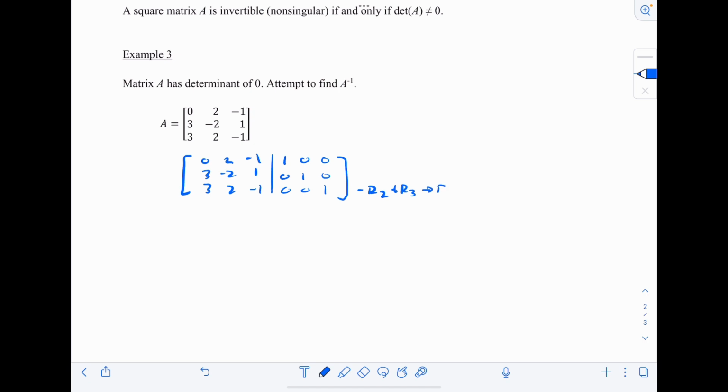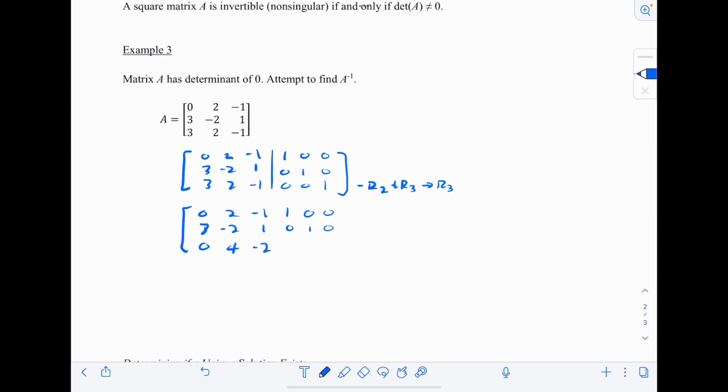And we'll just store that in R3. So 1 and 2 don't change. 0, 2, negative 1, 1, 0, 0. 3, negative 2, 1, 0, 1, 0. And then taking the opposite of 2 and adding it to 3 is 0, 4, let's see, negative 1 and negative 1 is negative 2, 0, negative 1, 1.